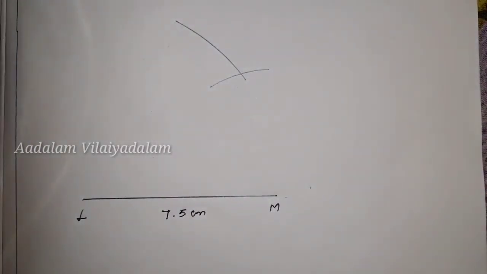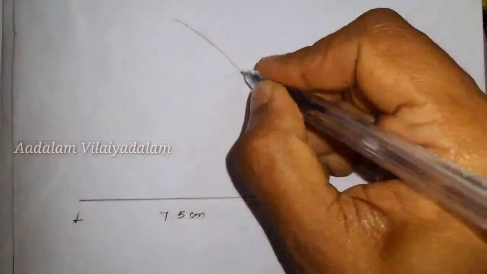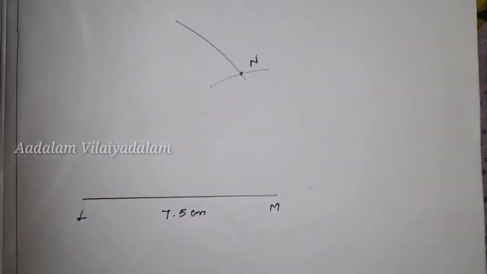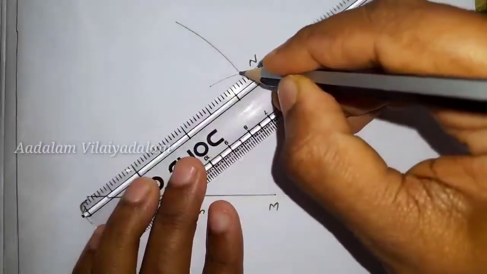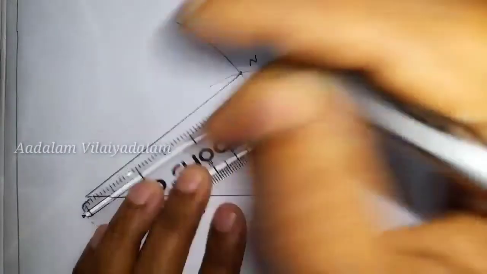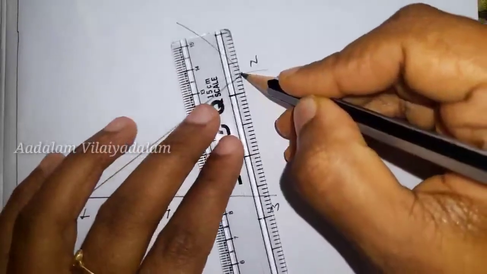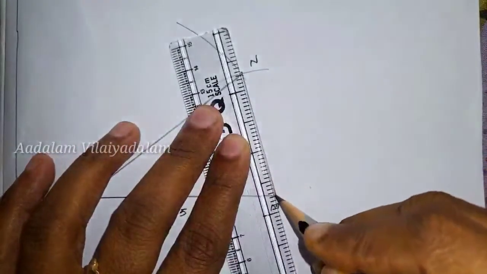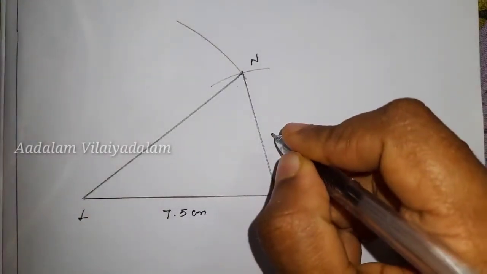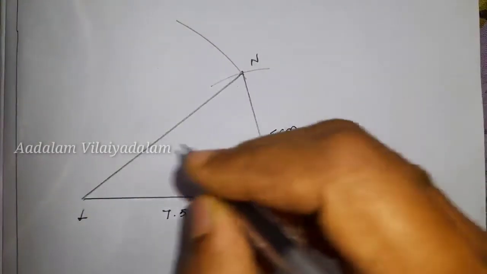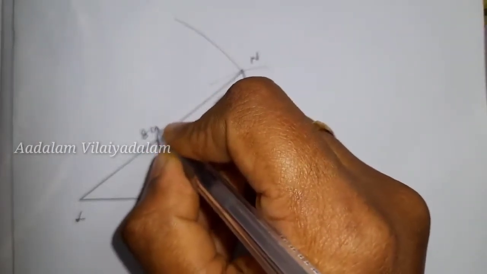So to get the point N, join the sides LN and NM. First form a triangle with the given measurement: MN 5 centimeter, LN 8 centimeter.